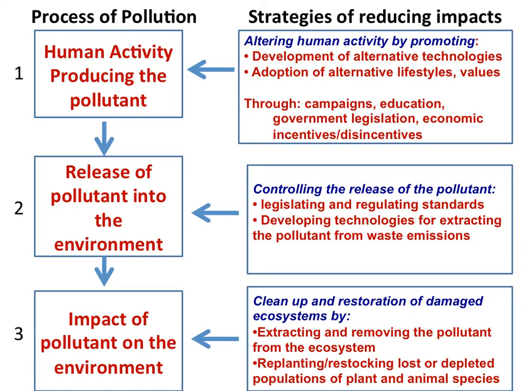And lastly, the third strategy is that societies can clean up and restore damaged ecosystems by extracting and removing the pollutant from the ecosystem or replanting, restocking lost or depleted populations of plant and animal species. Now, this third strategy is the least effective of the three, because damage has already been done. But just because it's the least desirable of the strategies doesn't mean that it should be ignored. This is an important step once pollution has had an impact.